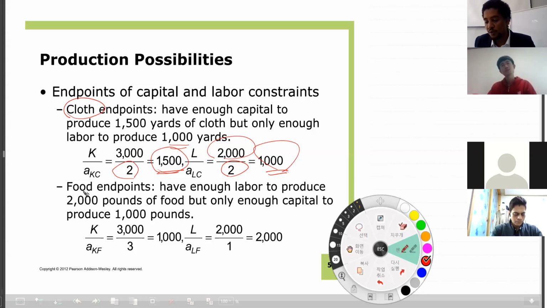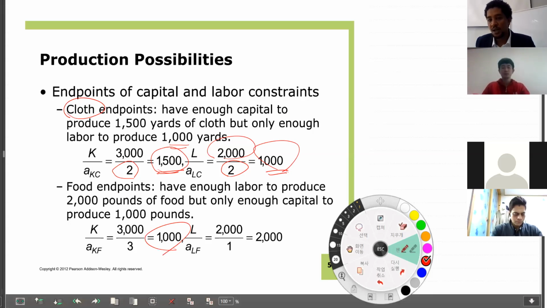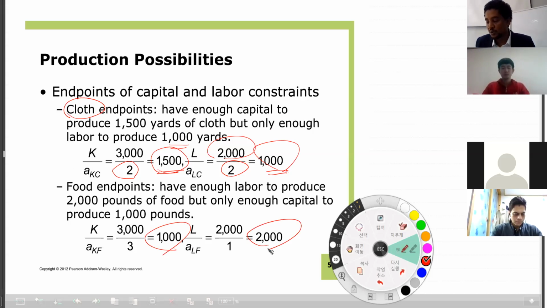The same thing is true for food. If we use all the capital to produce food, we can produce 1,000. And if we use all the labor to produce food, we can produce 2,000. You can see the difference, right? If we use all the capital, only 1,000. If we use all the labor, 2,000, right? Because as we have said, it requires 1 unit of labor to produce 1 unit of food, right? So 2,000, which means now 1,000 is somewhere missing. Keep this in mind.